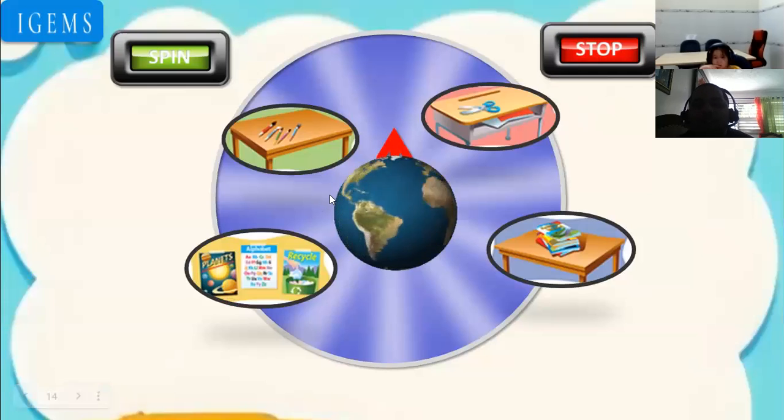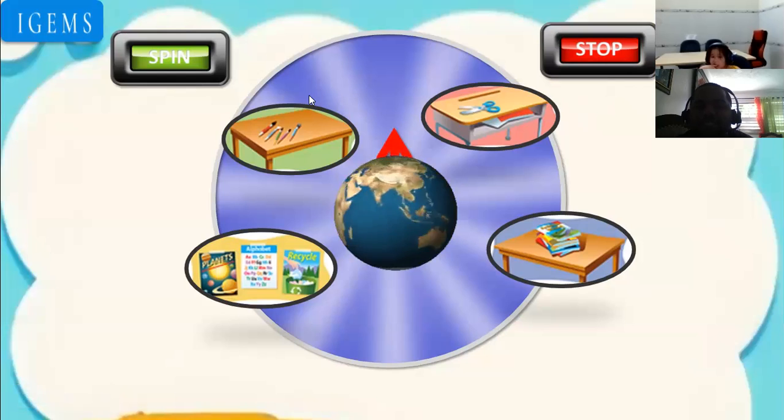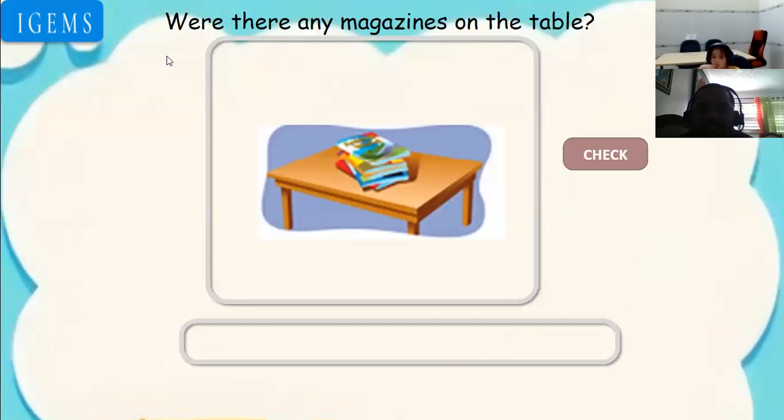So now we are going to play. Do you like playing? You're going to tell me what it is. I am going to spin the wheel. Here it is. Okay, what was there on the table?